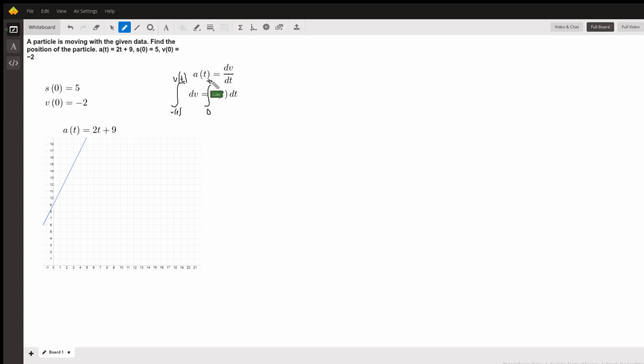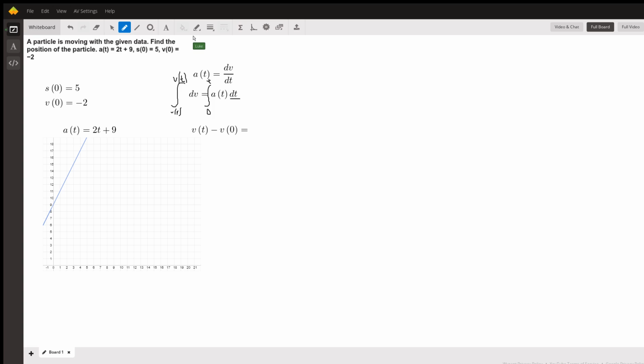I know professors and teachers sometimes find things uncomfortable where the variable that you're integrating with here is also up in your bounds. There's nothing illegal about doing that. Some teachers just draw uncomfortable feelings about that. So after the integration, you'd get the following. You'd have dv just integrates to v, and evaluated on the bounds from v of 0 to v of t, that turns into v of t minus v of 0.